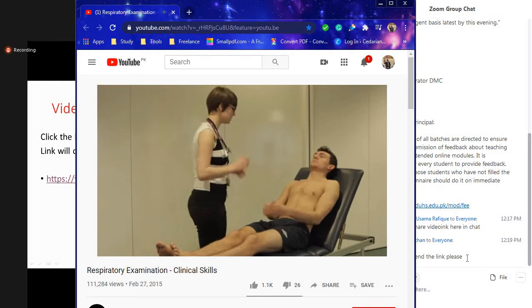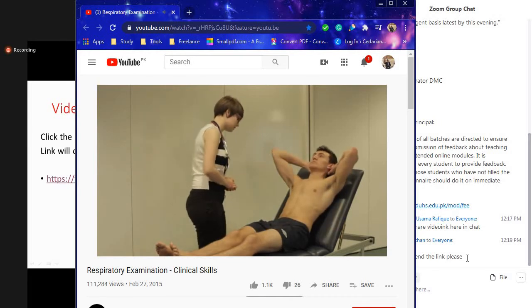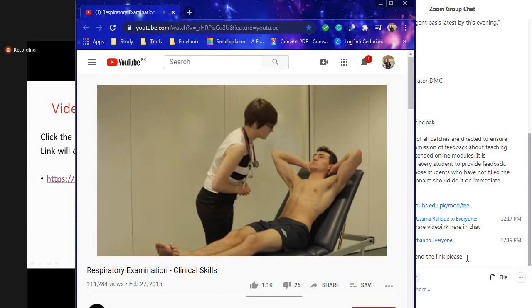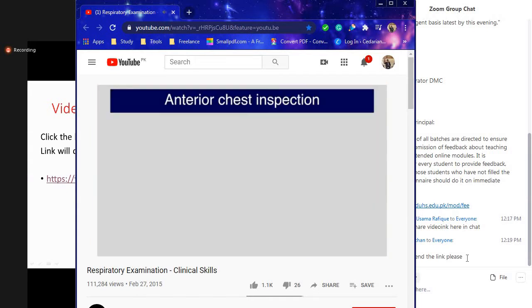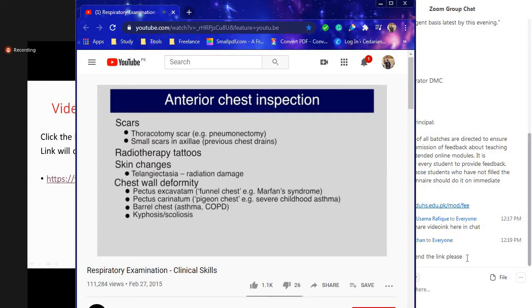Could you put your hands behind your head for me? That's great. I'm just going to have a look at your chest. Here the doctor is inspecting the anterior chest wall and axillae for scars, radiotherapy tattoos, skin changes and any chest wall deformity. She also watches the breathing pattern carefully.